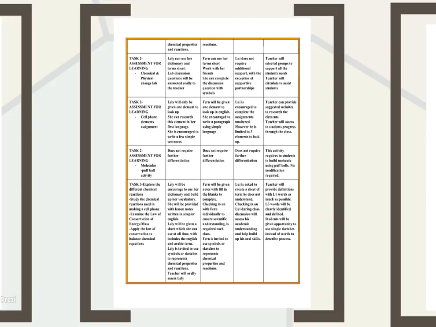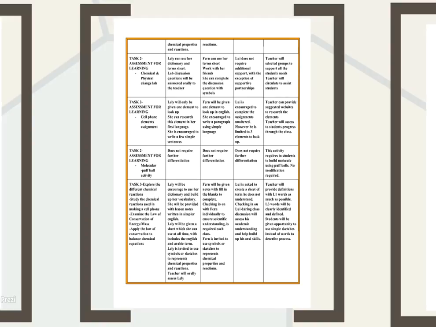So task two, again, another one of the assessments we do during this task is the cell phone element assignment. So students are asked to look at the elements that a cell phone is composed of and express in what percentages they're in, how they're used, where they come from, so what they're extracted to make a cell phone. So it's sort of the background information on making a cell phone. So this task requires a lot of reading and research. So it does require modification for our students.